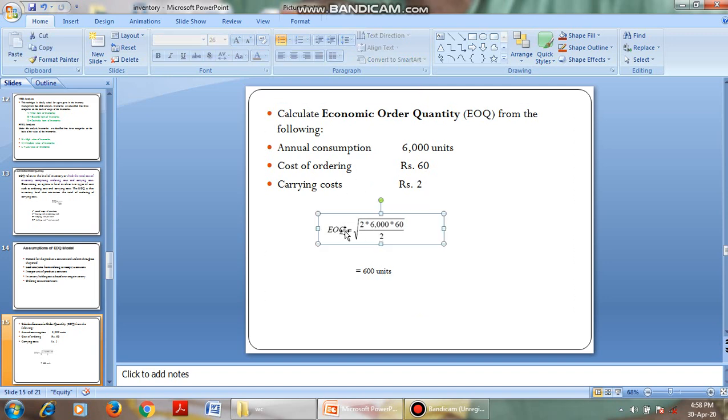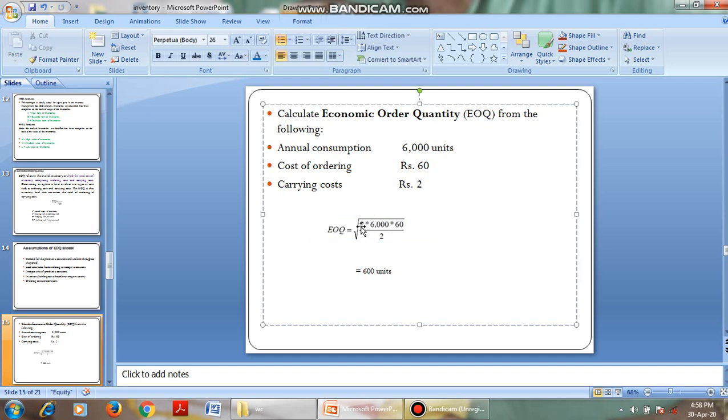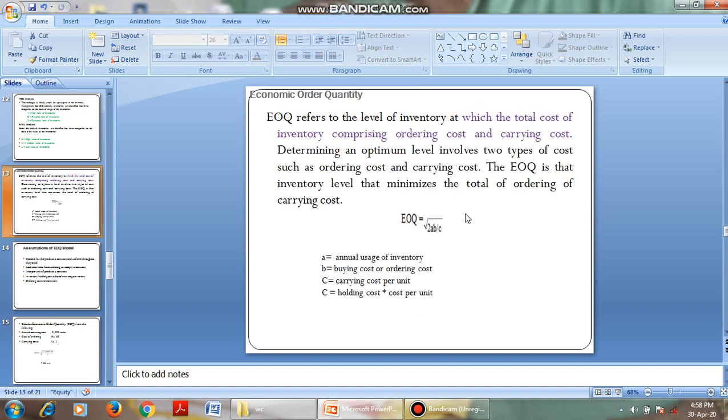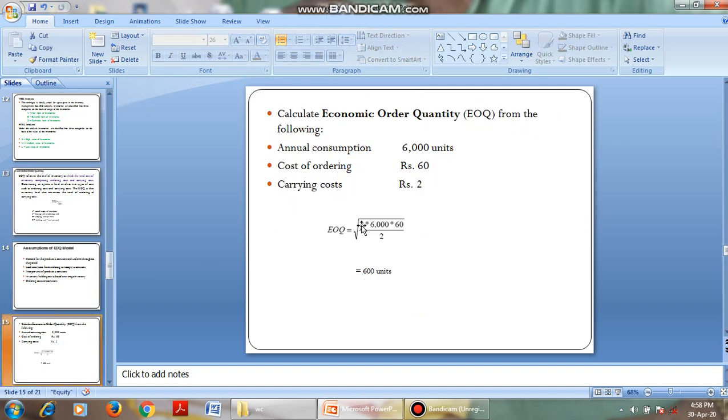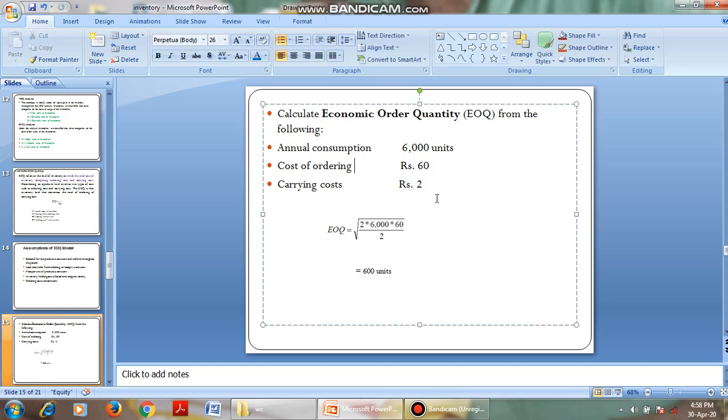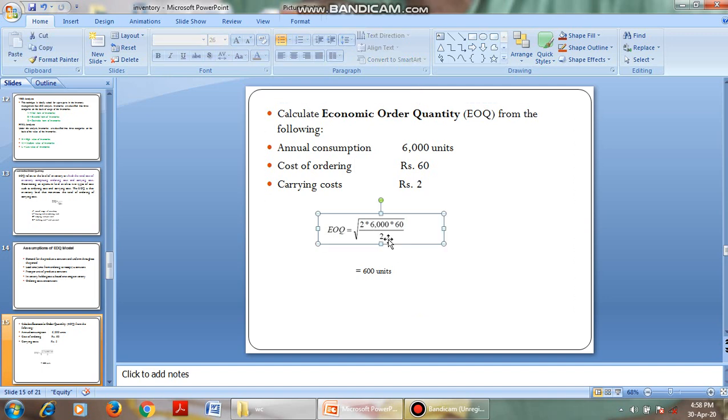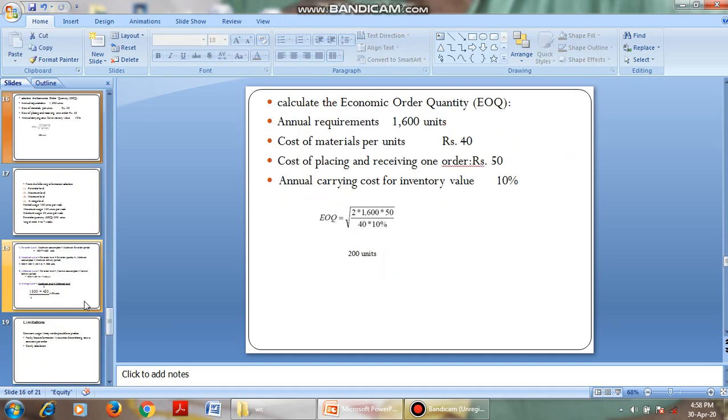What is the formula for EOQ? It is the square root of 2AB by C. A is annual consumption, that is 6000, B is the ordering cost, 60 rupees, and C is the carrying cost, 2 rupees. So we get 6000 units. 6000 units is our EOQ. Okay, next we go for another problem.